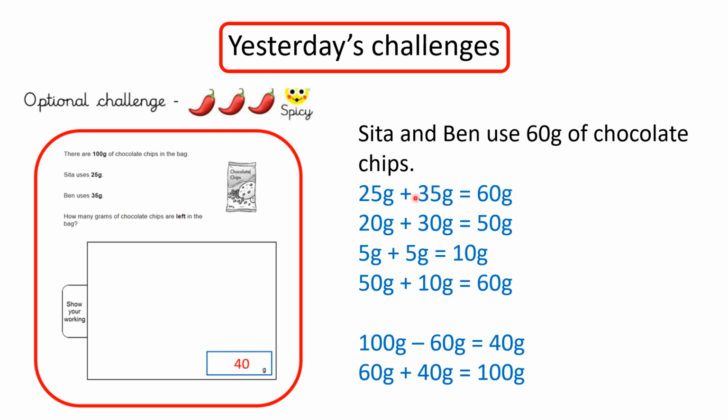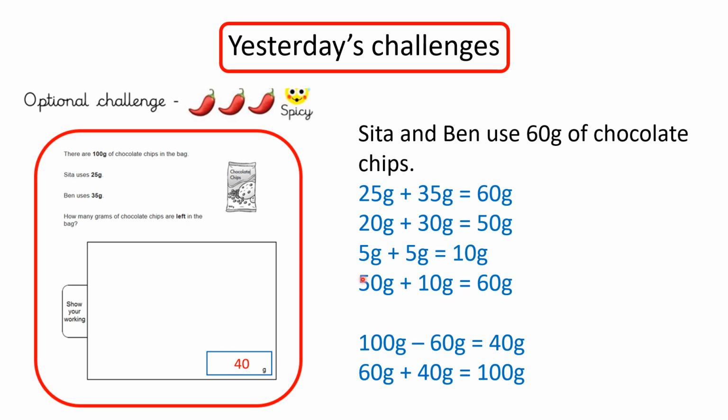Now, I worked that out by partitioning that second number into tens and ones. So first I added my tens. I did 20 add 30, which gave me 50, and then I added my ones. 5 add 5, which gave me 10. Then I added my tens and my ones together to get my answer, which was 50 add 10, which gave me 60 grams altogether. So I know that they used 60 grams.